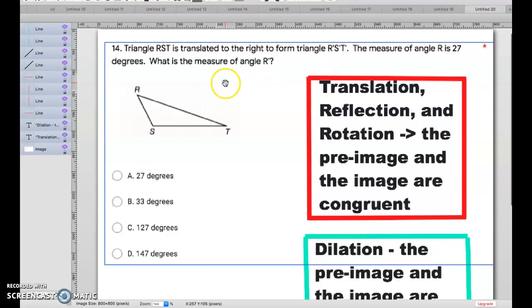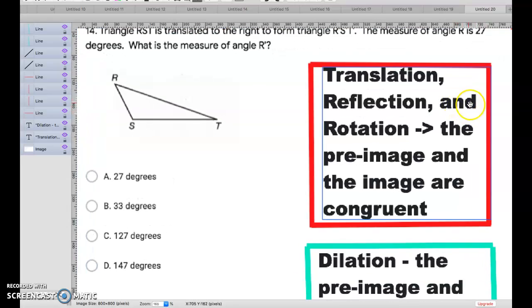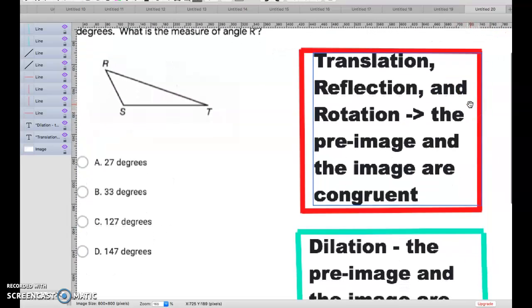Okay, last little bit. This is talking about transformations, and I just wanted to make this clear that we have 4 types of transformations. The first 3 types we learned are translation, reflection, and rotation. When we do any of these 3 transformations, the pre-image, that's the shape before the transformation, and the image, the shape after the transformation, are congruent.